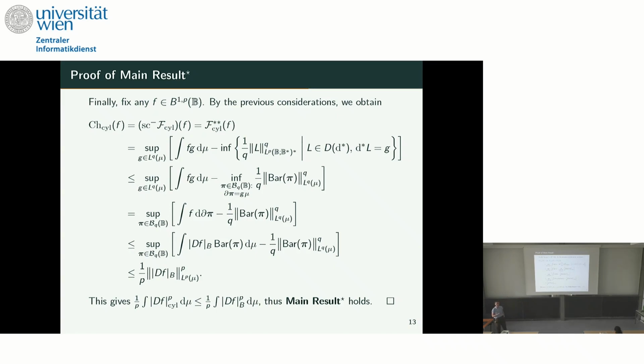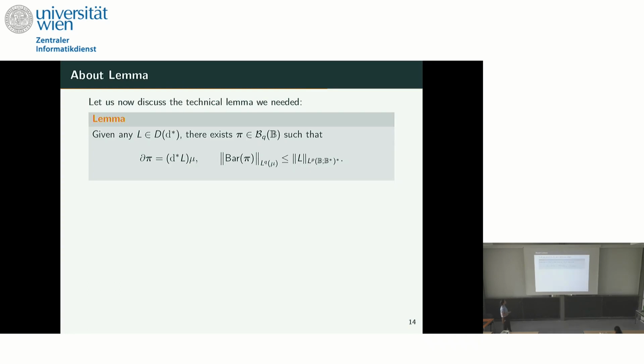So now what remains is to discuss the lemma. And how much time do I have? Okay, so the proof of this lemma, let me say this in words and not so precisely, and then I will discuss it in a more general setting.